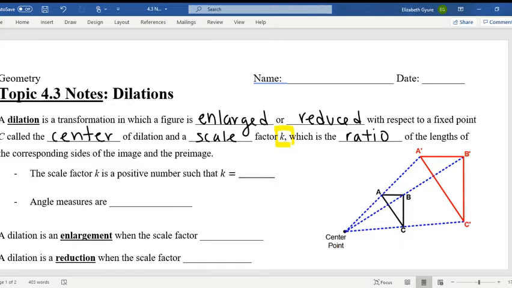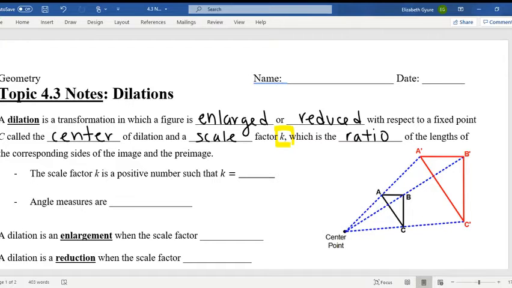It's a ratio that you're either reducing or enlarging something by. So if you're reducing something by a scale factor of 1/2, that literally says you're cutting everything in half. If your scale factor is 3, that means you're enlarging everything 3 times. That's how that works.